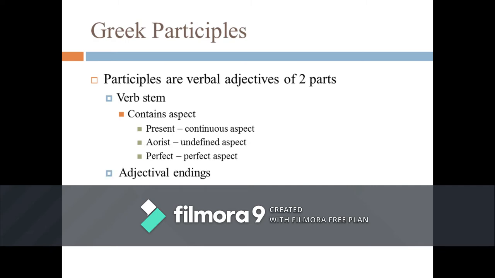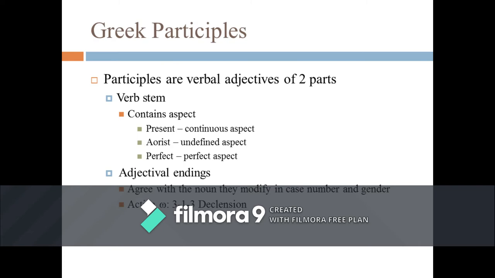The second part is adjectival endings. At the ending, we're going to have adjectival endings. Now, this makes sense because we have case, number, and gender in Greek, and all adjectives, whether they're participles or regular adjectives, must be able to express case, number, and gender, so we know what noun or pronoun they are associated with. So they agree with the noun or pronoun they modify in case, number, and gender.